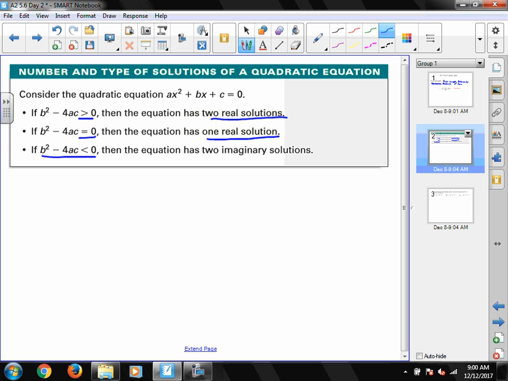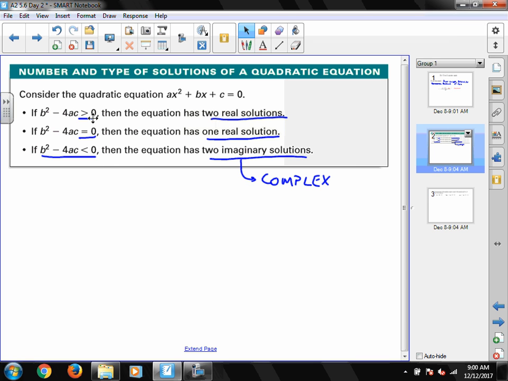If your b squared minus 4ac underneath the square root is less than 0, you are going to have the square root of a negative number, so you're going to end up with two imaginary, I call them complex, solutions. So you're going to bring in the i again. You're going to get something like 2 plus or minus 3i as your complex solution.